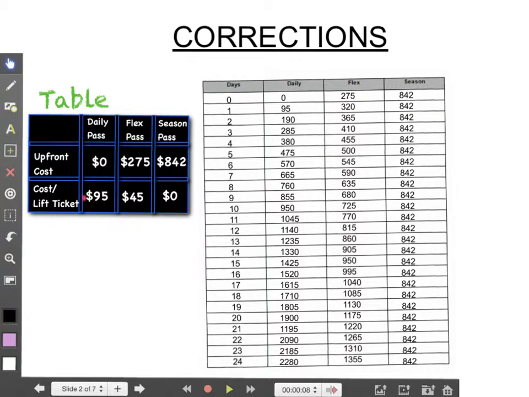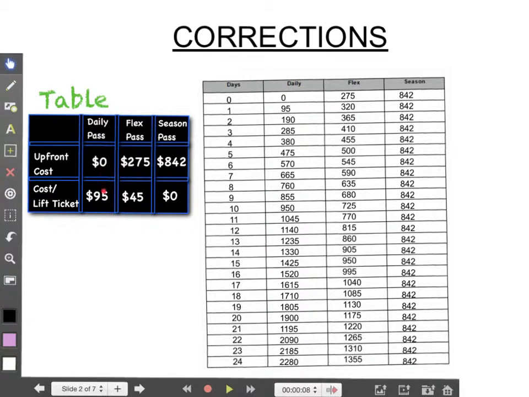The upfront cost for a daily pass is $0 because you don't know how many days you're going. The cost for a lift ticket is $95 a day. So if you went 0 days, it would be $0. If you went 1 day, it would be $95, and so on. So then you just add 95 to each day. If you went 24 days, then it would be $2,280 at the most.